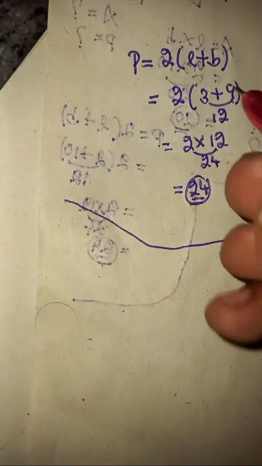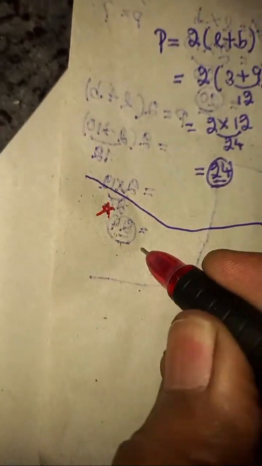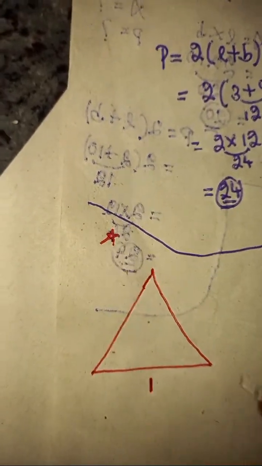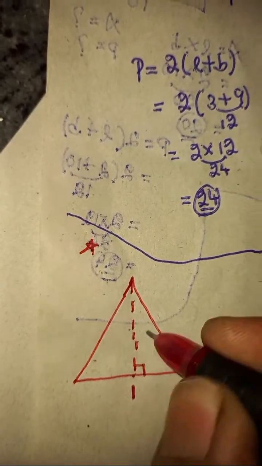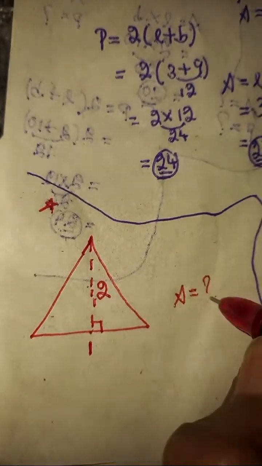Here I start to do a problem. Here they have given a triangle. In this triangle, they have given that the base length is 1 unit and the perpendicular height is 2 units. You need to find out what's the area.